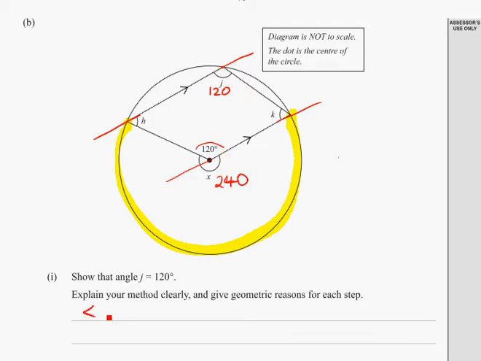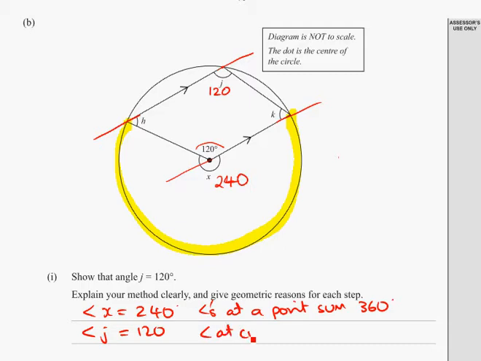So we need to start by saying angle X equals 240, and that's angles at a point sum 360. Therefore angle J equals 120, and that was using angle at circumference is half the angle at the centre off the same arc. Some people use the word subtended, or the same arc.